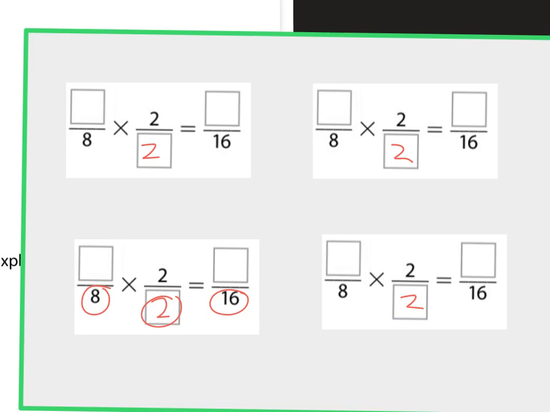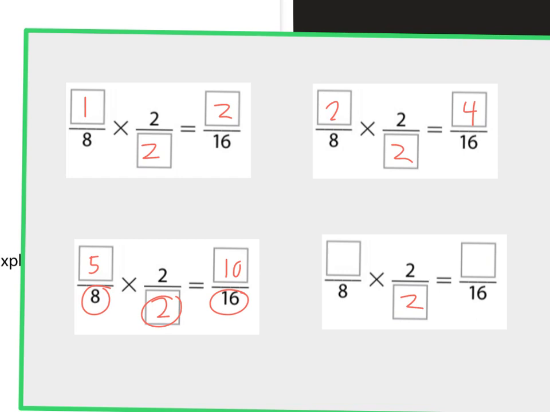Alright, so now the top, we can use a couple different things. So the first one, I'm going to do 1 times 2 would be 2. So 1/8 is equal to 2/16. You could choose 2. 2 times 2 is 4. So 2/8 is equivalent to 4/16. We could use 5. 5 times 2 is 10. 5/8 is equivalent to 10/16. So really you can use any number you want.